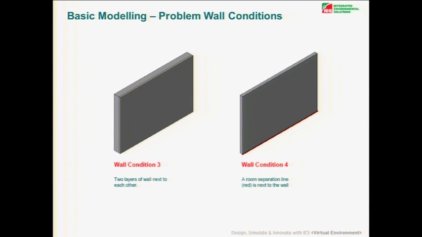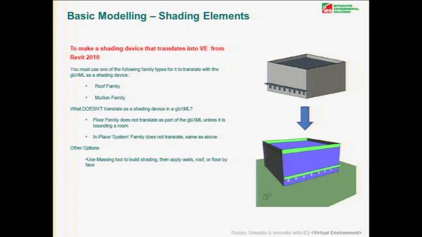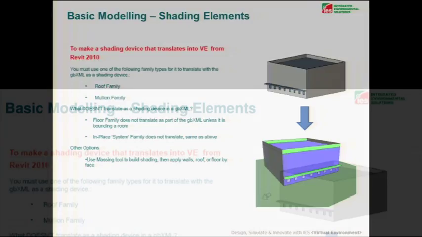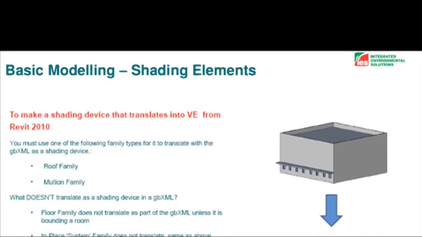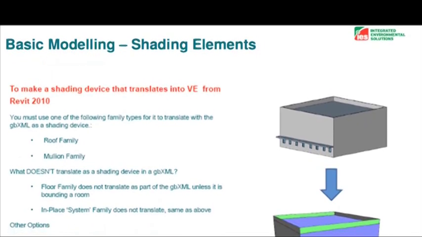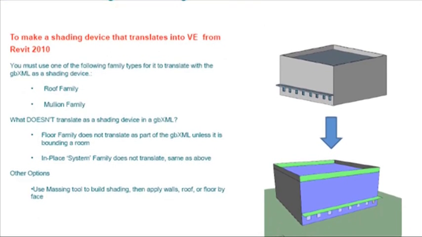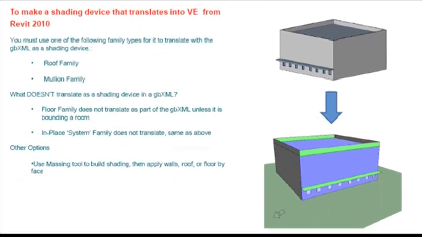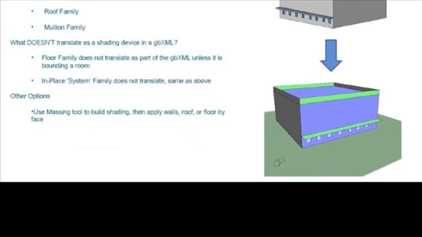Room separation lines create their own set of problems. And then this just goes on to explain about using the correct family types. So for shading, it's got to be a roof or a mullion family. What doesn't translate as shading is a floor family or an in-place system family. So it just goes through and explains, again, how our software is understanding the geometry that it's being presented with.